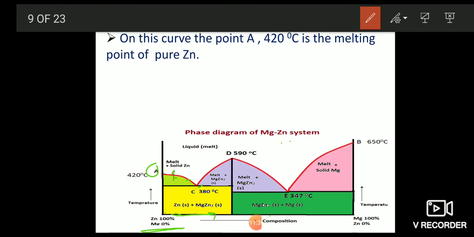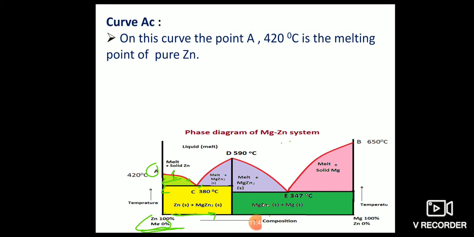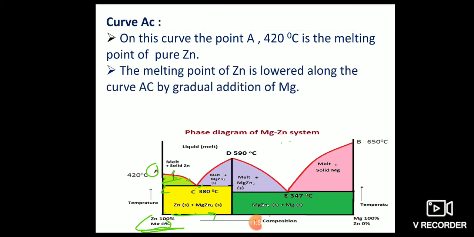So now as we go on adding magnesium to pure zinc, what will happen? The temperature is decreasing. So here the temperature is a little lower, here a little lower, like this. Okay, that is what we are going to tell in the next point. The melting point of zinc is lowered along the curve AC by gradual addition of Mg.